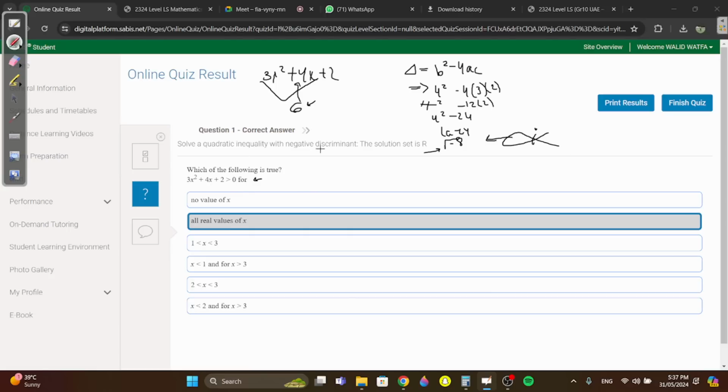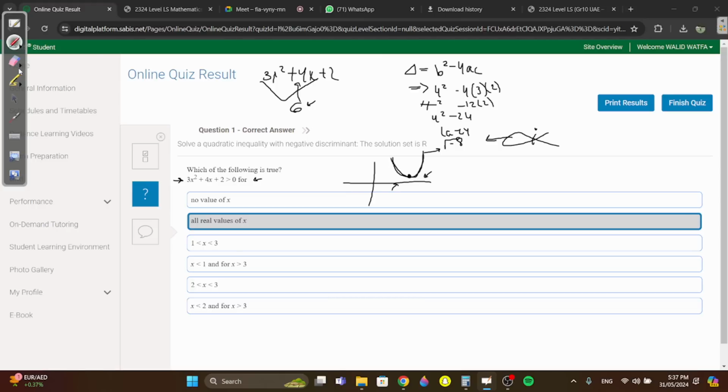Since it's not factorable, that means our expression will always be positive. Why is it always positive? Because if you were to draw it, it would look like this. There's no root, so it never touches 0. So it's always positive.